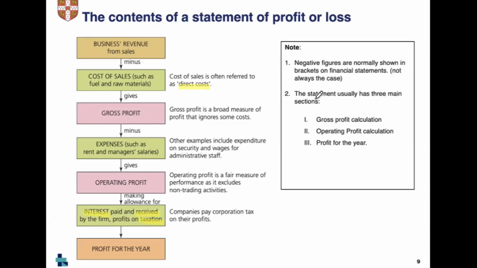Number two, the statement usually has three main sections. Number one, gross profit is calculated, which we have here. And then number two, operating profit is calculated, which is what we have here. And then number three, the profit of the year is calculated, which is what we have here.